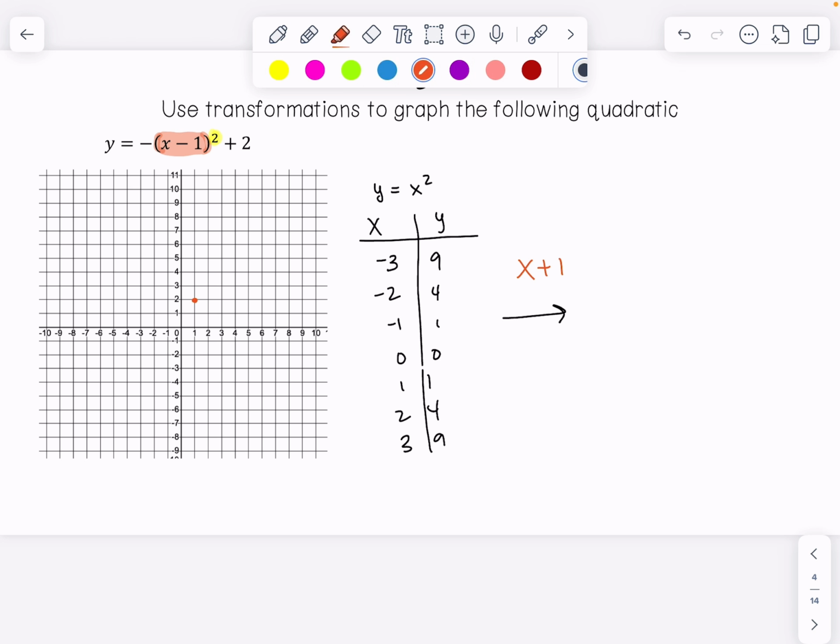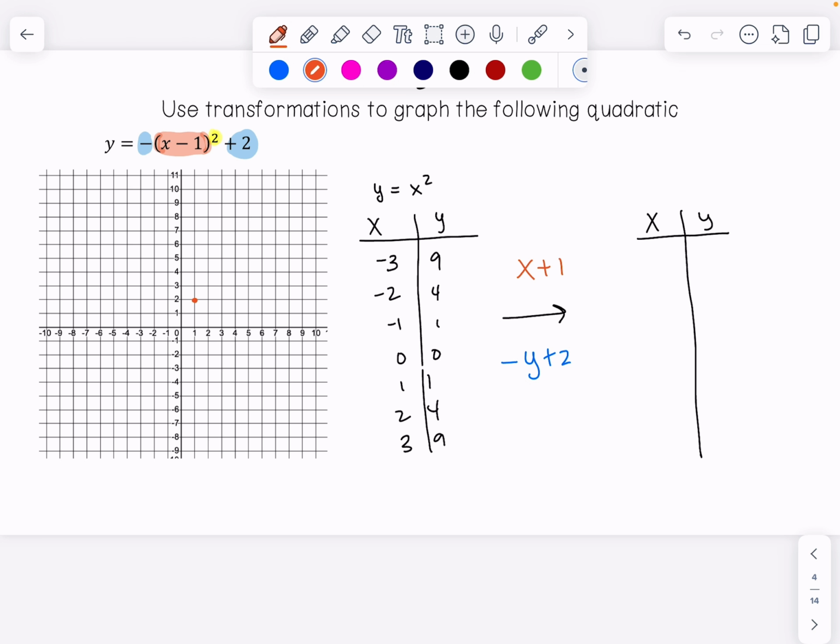Then anything outside of that, so my remaining numbers, this plus 2 and this negative, are going to deal with my y values. And my y values do things exactly how they're supposed to. So the first one I'm going to do is take that negative and multiply it by my y values, and then I'm going to add 2. That is going to give me the actual coordinates for my transformed graph.